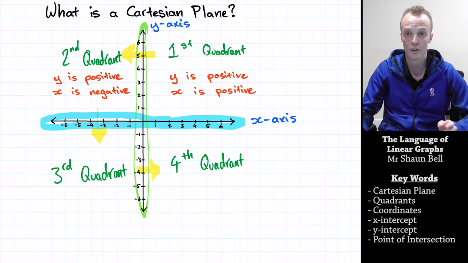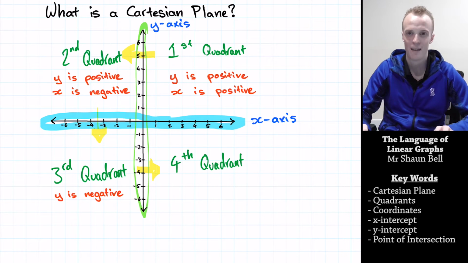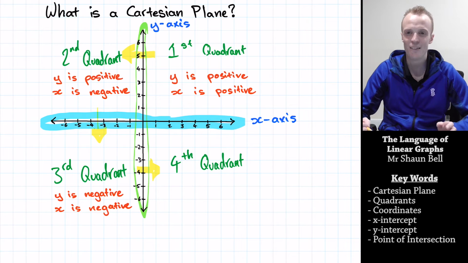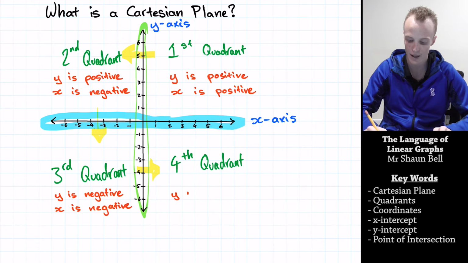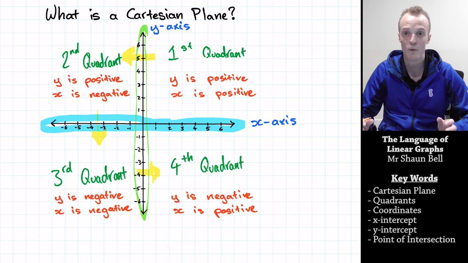In the third quadrant, the y is now below the x-axis, so the y is negative. And the x is still on the left-hand side, so the x is still negative. And then in the fourth quadrant, the y is still below the x-axis, so the y is still negative. But the x is now to the right-hand side of the y-axis, so the x is now positive. And now what we've covered is what makes up a Cartesian plane.